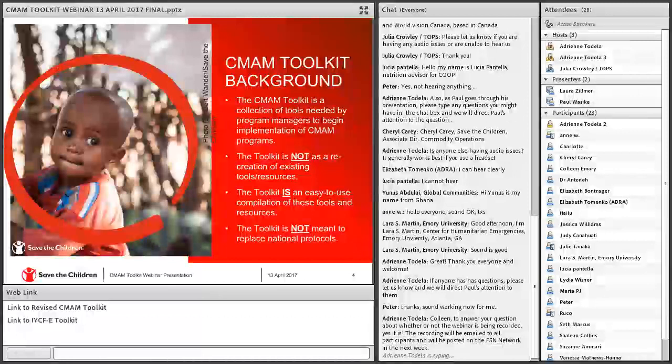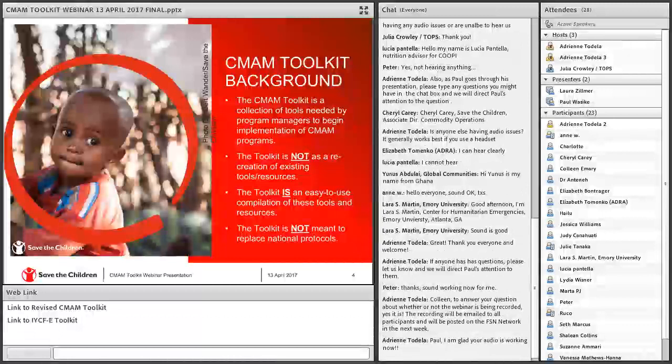And just to caution that the toolkit is not a recreation of existing resources. This one came out quite a lot during the revision process. It's basically trying to put together different resources out there from different organizations, a lot of evidence that is available, and in some situations you can actually find two different types of tools in the toolkit that basically can be used in a CMAM response.